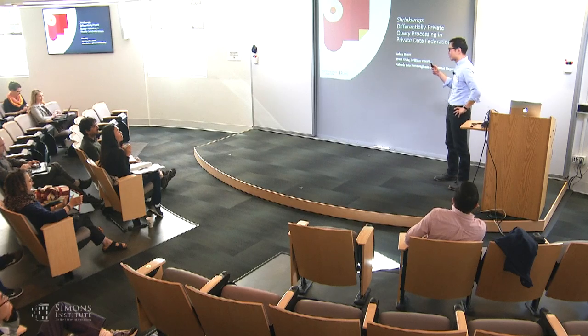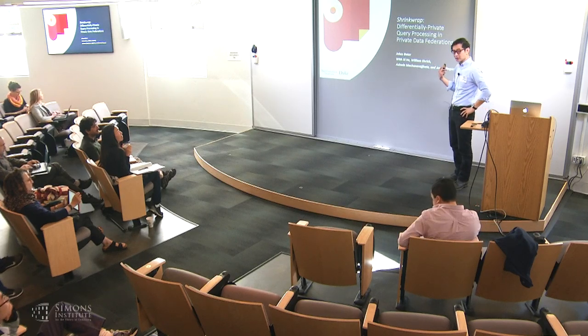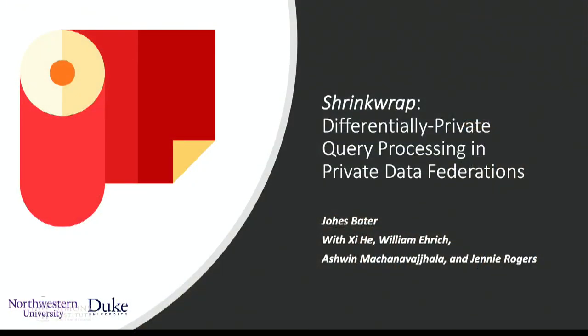So my name is Johes. I'm currently a PhD student at Northwestern University. I work mostly in databases with a little bit on privacy and security. So this is going to be a little more of a systems-focused talk. We'll be talking about a use case that we have with Northwestern Hospital, from the system that we're building to enable them to do some of their analysis, and why and how we introduce differential privacy into everything, and the benefits and the negatives of that.